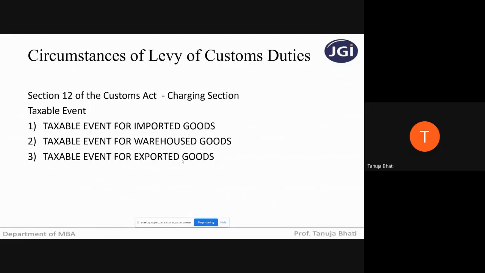So these were the different circumstances of levy of customs duty, which we will also see in detail in our next lecture. So is this clear, students?